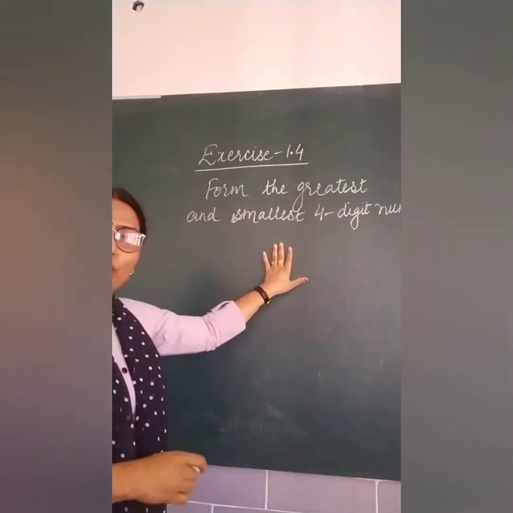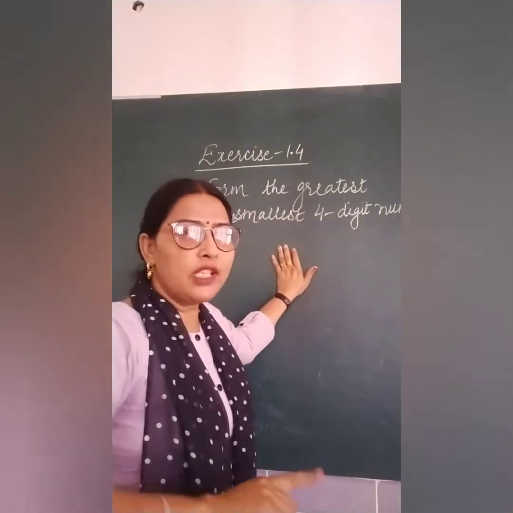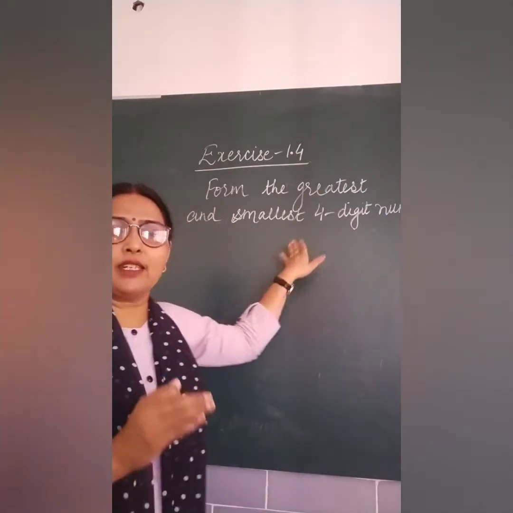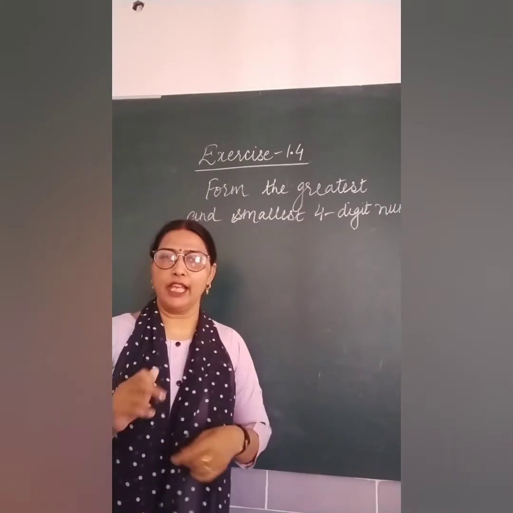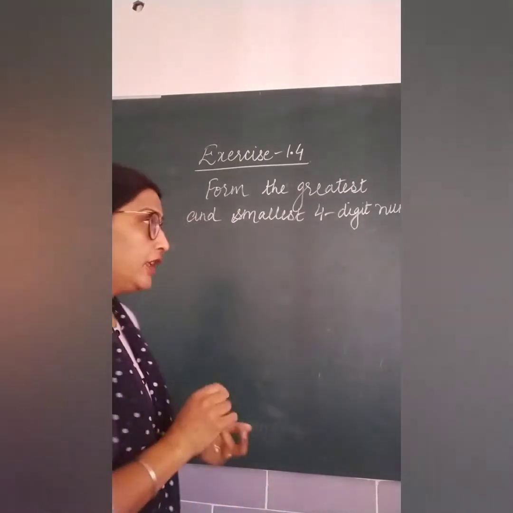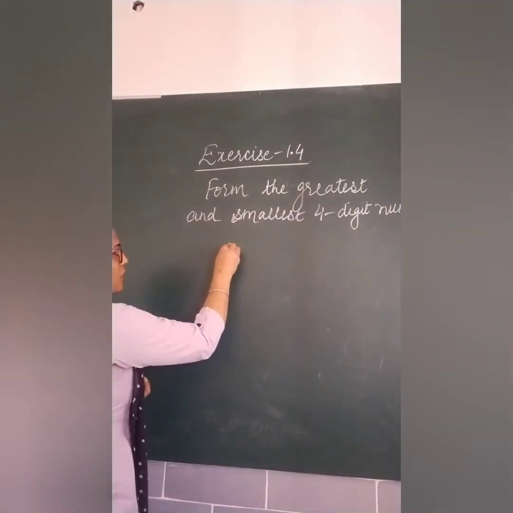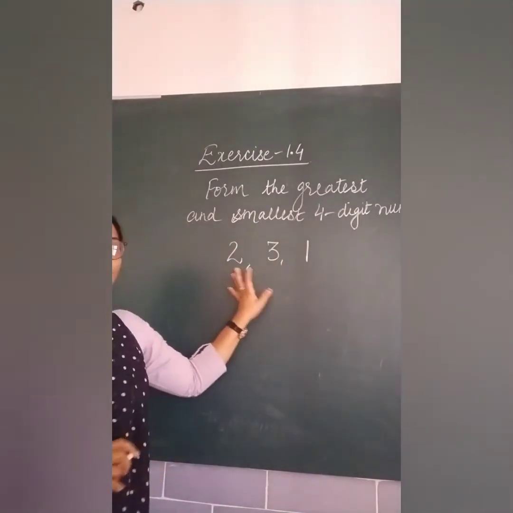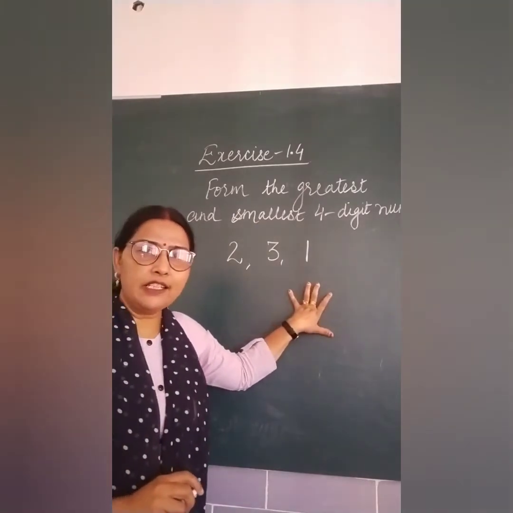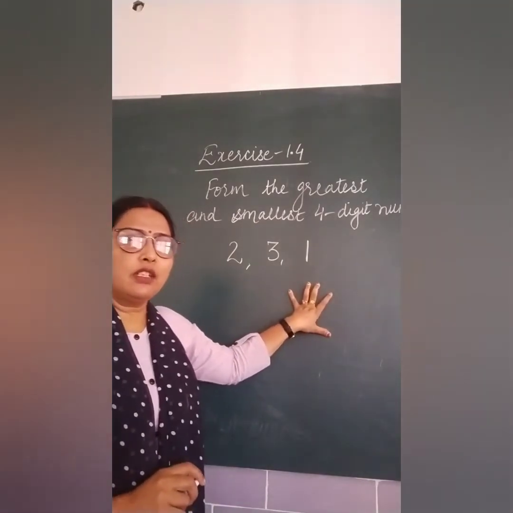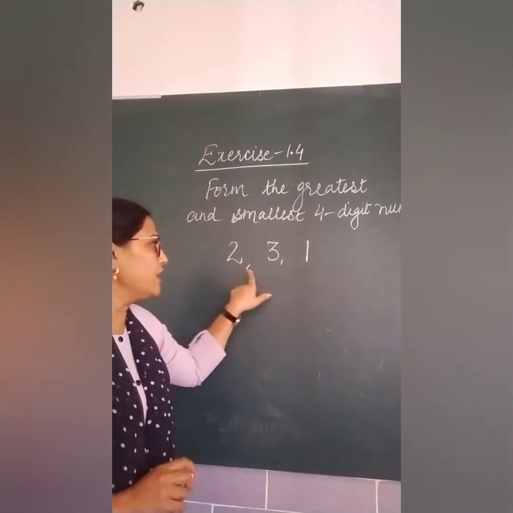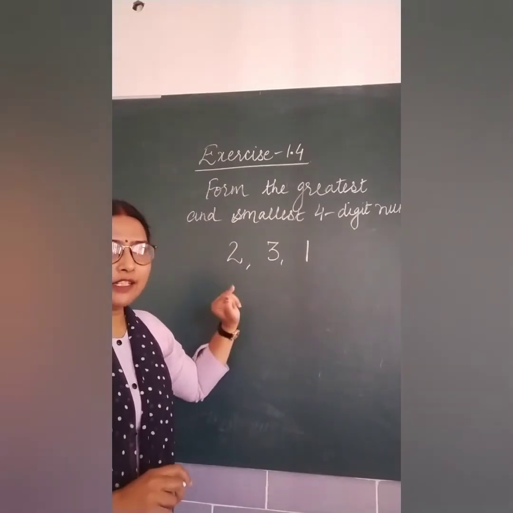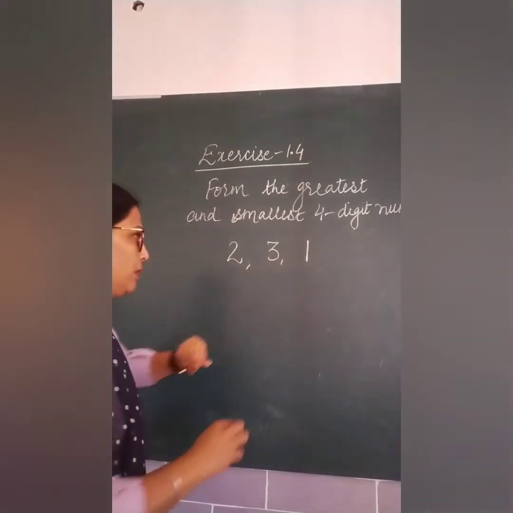Yes friends, before doing the sums, I want to explain to you how to frame the numbers and how we can get the smallest and the greatest numbers with the help of the digits. For example, these 3 digits are given to us: 2, 3 and 1. We have to make numbers with the help of these 3 digits. Which numbers can be made here?